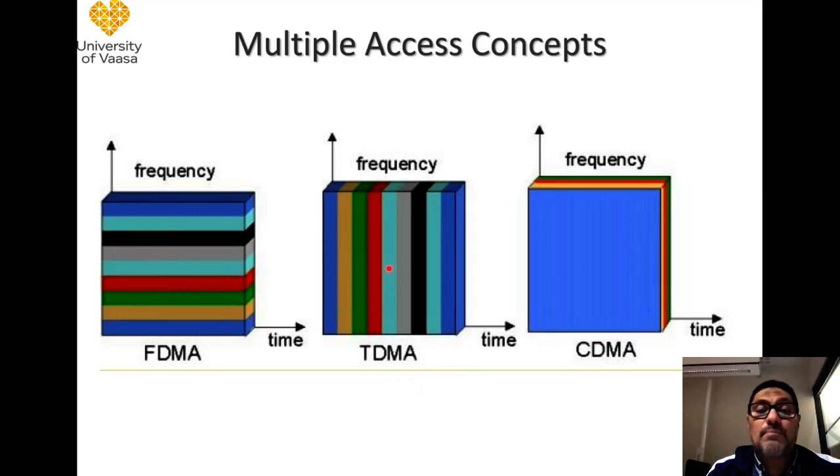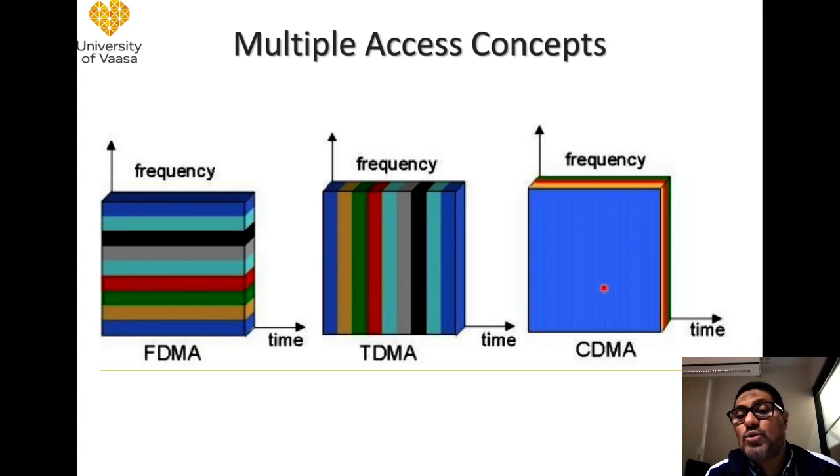In TDMA, all users can use the whole frequency, which means that they can send more information, but we divide the time between them, and naturally there are some signals which are already discrete in time. Then we can utilize this feature in order to have this time division multiple access.